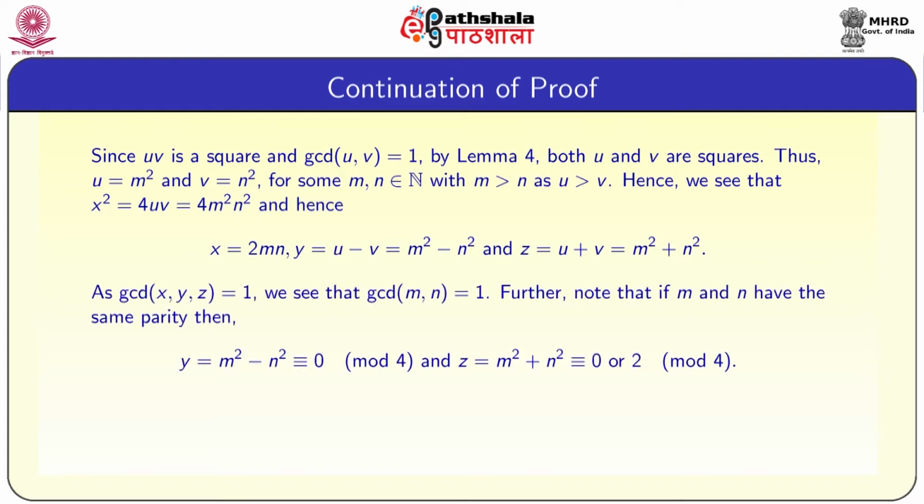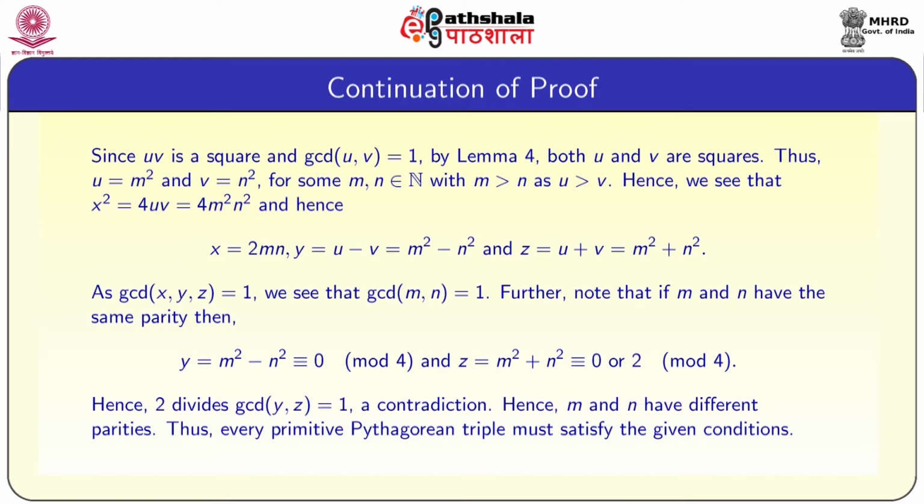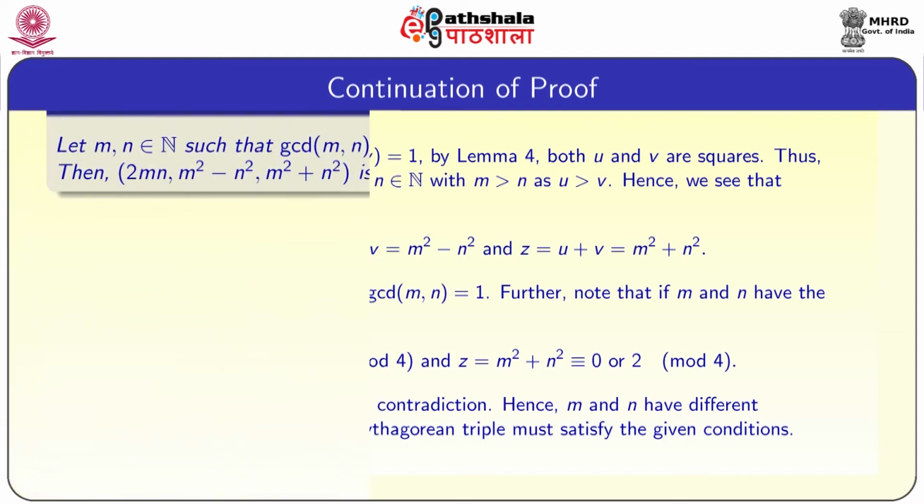Now, as GCD of x, y, z is 1, we will see that GCD of m, n equal to 1. Further note that if m and n have the same parity, then y equal to m square minus n square is congruent to 0 mod 4 and z equal to m square plus n square is congruent to 0 or 2 mod 4. So, consequently 2 divides GCD of y, z, which is equal to 1, a contradiction. So, m and n should be of different parity. Thus, every Pythagoras triple must satisfy the given conditions.